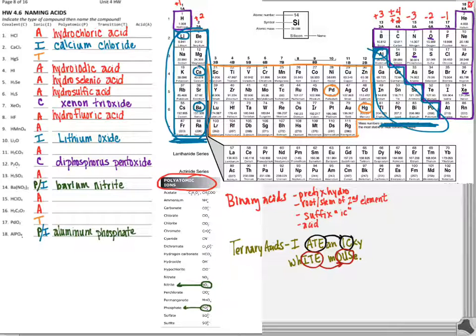Alright, this is part 2 of your homework 4.6. This portion will include ternary acids and transition metals. Okay, so again, I'm going to review it quickly.